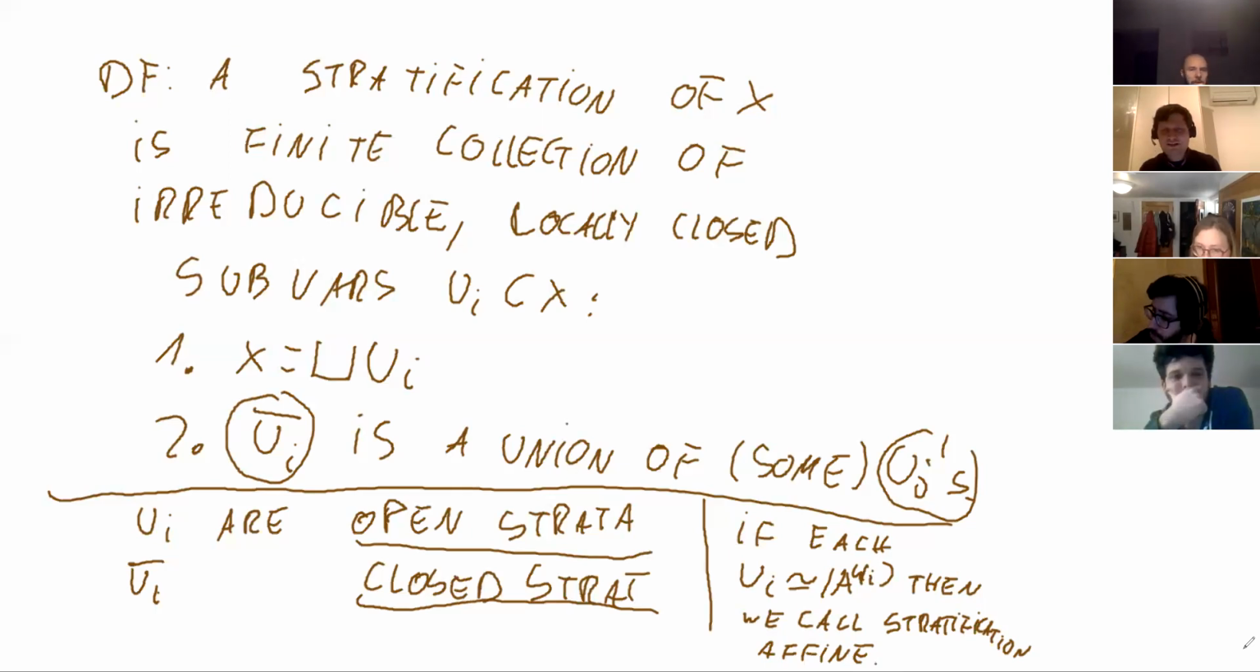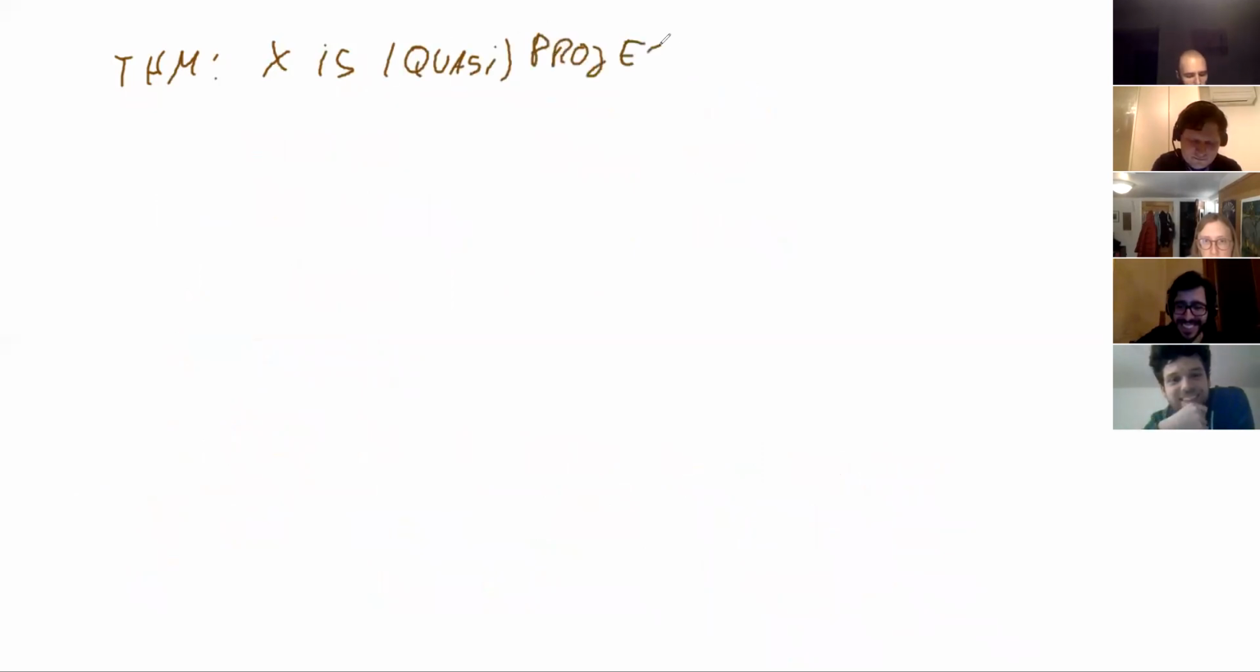I plan to go to the next slide, where I will say that if you have an affine stratification, everything is easy and beautiful. So a theorem. I cannot see Tim, but he was always telling me when to go to the next slide. Okay, so let's say that X is quasi-projective with affine stratification.